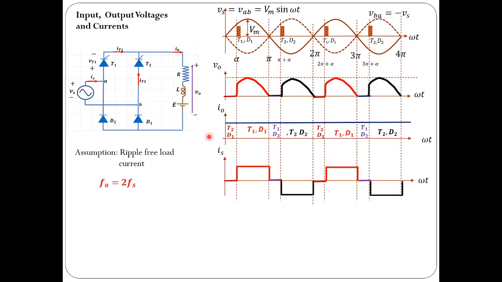So while computing average and RMS values, consider only a half cycle. So consider omega t ranging from alpha to pi plus alpha only for the output voltage.